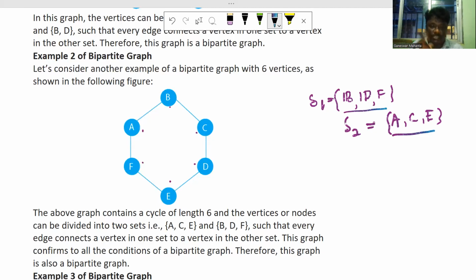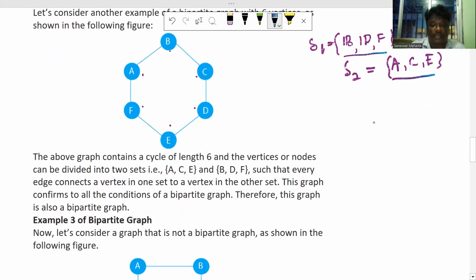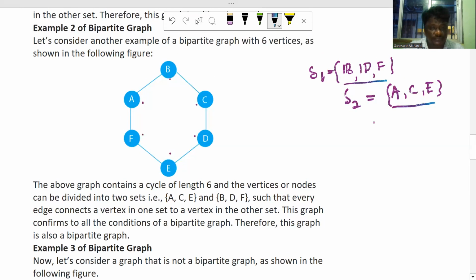The edges are A-B, B-C, C-D, D-E, E-F, and F-A. Every vertex is connected here, and every edge goes between the sets. This graph conforms to all the conditions of a bipartite graph. Therefore, this graph is also a bipartite graph, right?